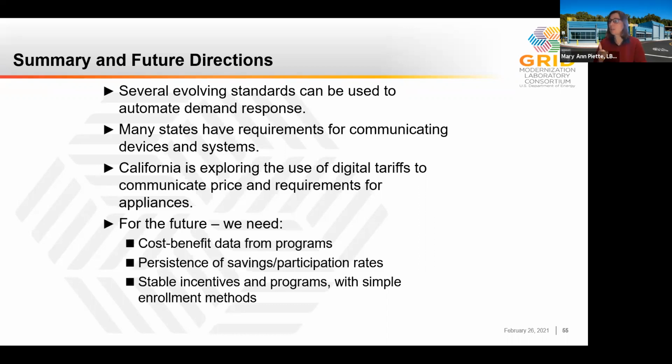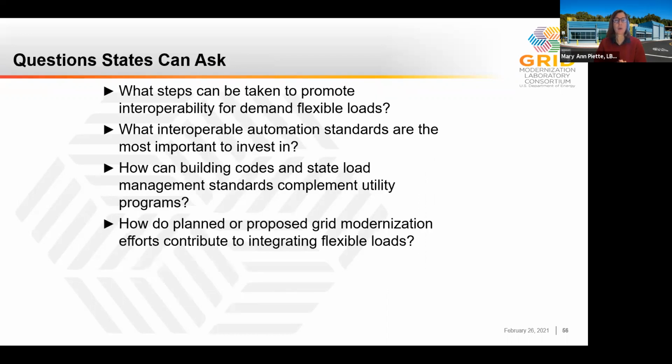I think I have one more slide. This is just some of the questions. Go ahead to the very last one. Some of the questions that states can ask. It's really important to understand whether utilities are thinking about the steps towards promoting interoperability in demand flexible loads. What kind of automation standards do they want to invest in? How can we work with the state on the building codes and state load management standards like California is trying to do? And how do we think about planning or proposing grid modernization efforts to integrate flexible loads?